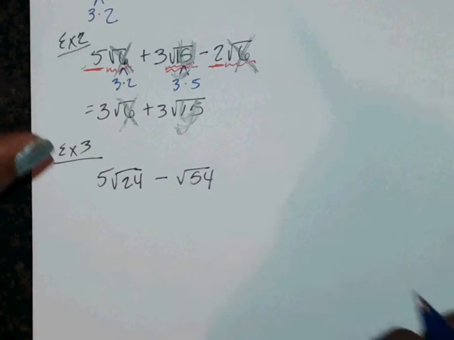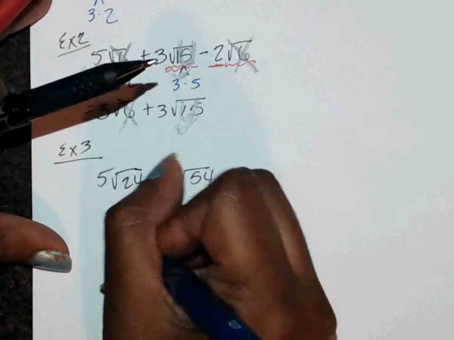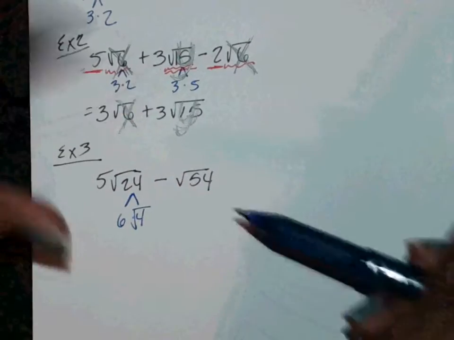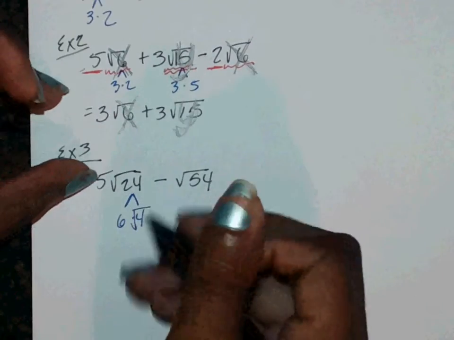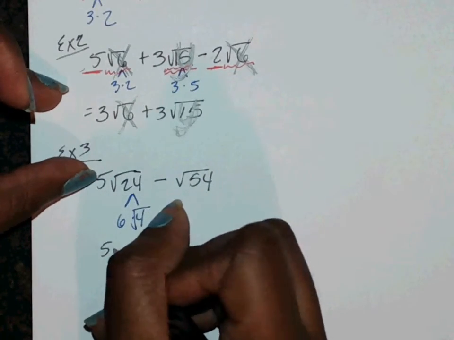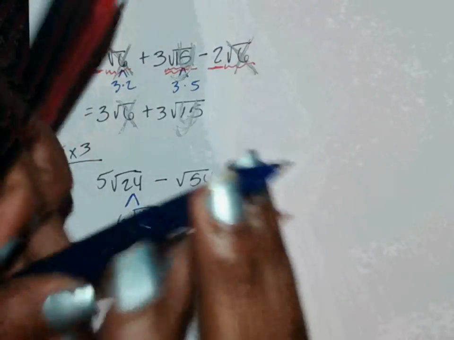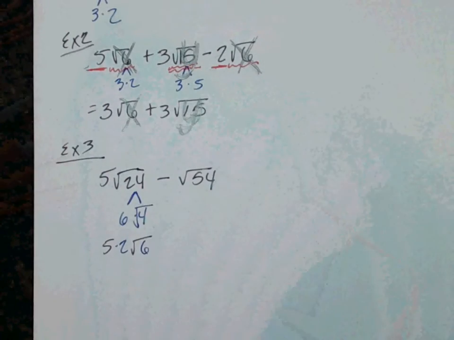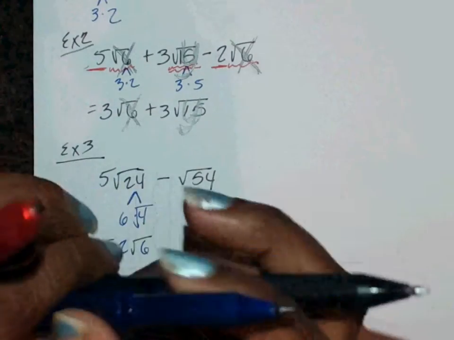Can I simplify square root of 24? Why, yes, I can. It's 6 times 4. 4 is a perfect square. The square root of 4 is 2. So really, what I have is 5 times the square root of 4, which was 2. And then under my radical, I still have that 6. Okay. Over here, can I simplify the square root of 54? Well, let me see.